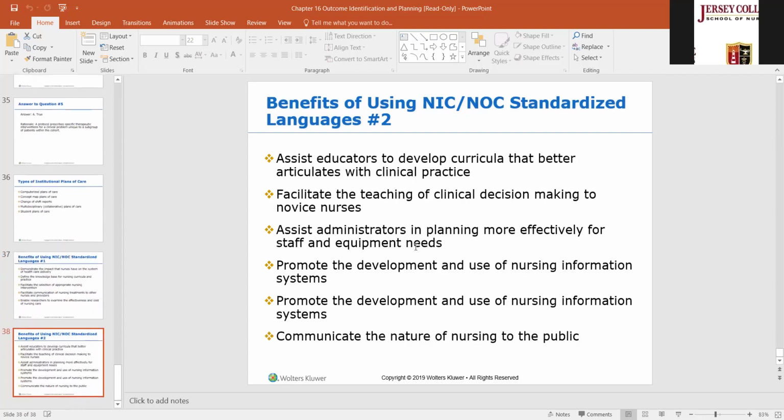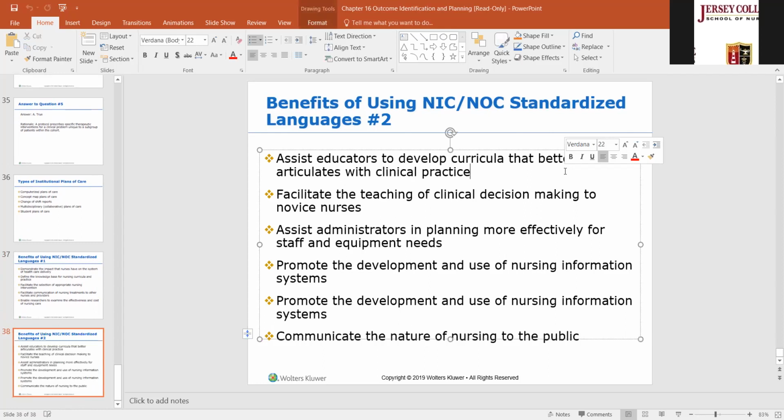And then the benefit is that it allows us to develop better curricula that really goes along with that clinical practice and brings the whole thing into that holistic care. It helps us teach clinical decision-making to new nurses that may not have worked out on the floor yet and maybe don't know.